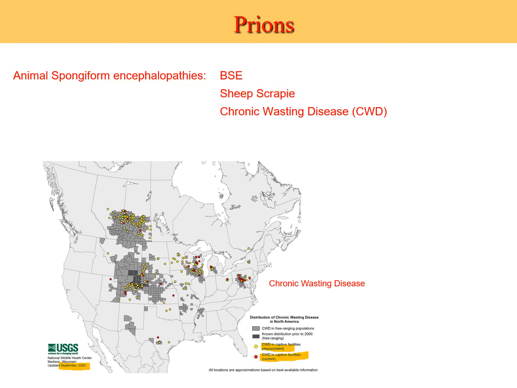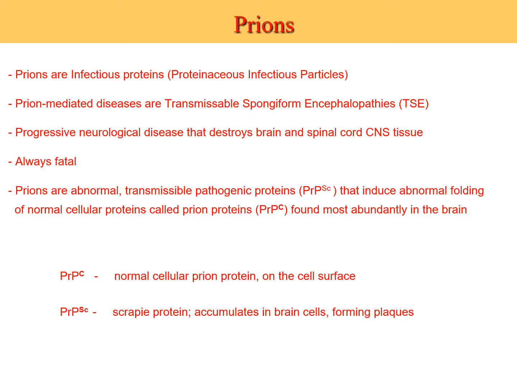That's prions. I don't know if I have another slide on that. Yes, I do. Well, prions, just to give you a little more information, are, as I said earlier, proteinaceous infectious particles. They are protein in nature. There is no nucleic acid, no RNA, or no DNA. They cause a transmissible spongiform encephalopathy, as I said.